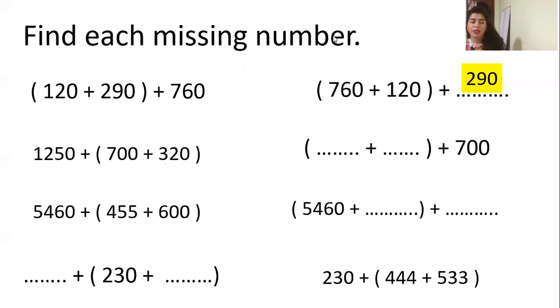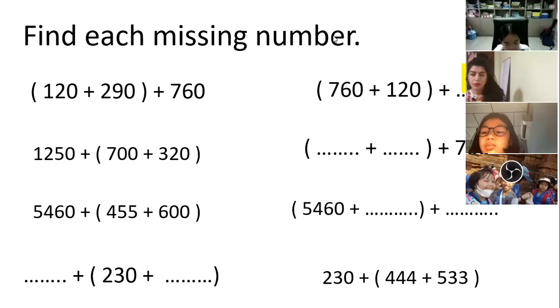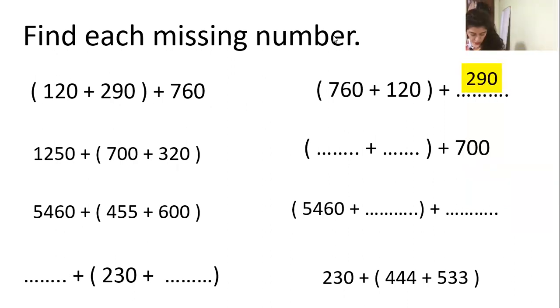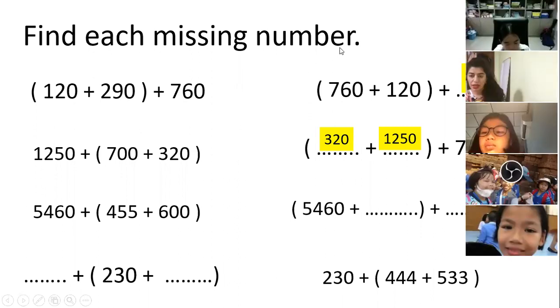The next one. Khaohong, please answer number two. Khaohong. Are you here? Here. Yes. Okay, so answer number two. 350 plus 320 plus 700. Very good. So the missing numbers are 1,250 and 320. Very good. You're right. So there is no difference between them. Very good. And I have another question.